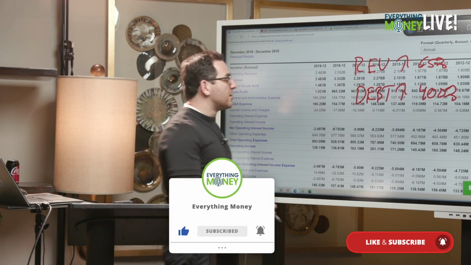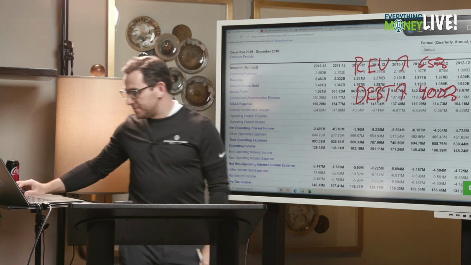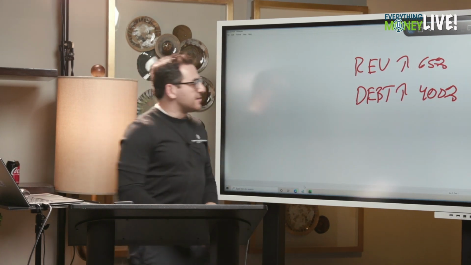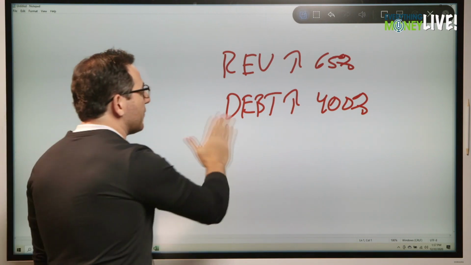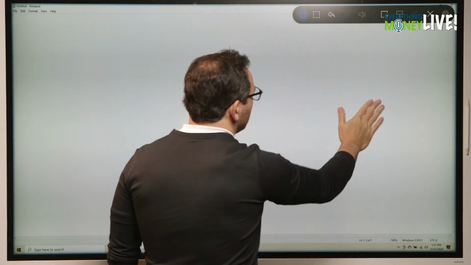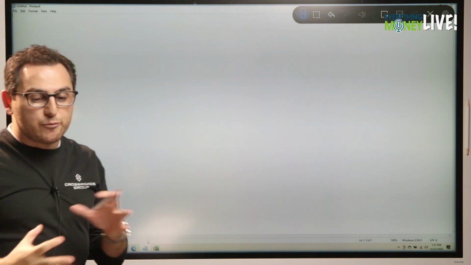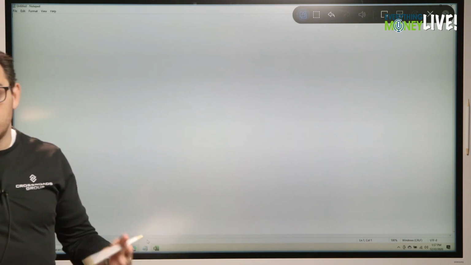So again, their debt is up 400%, and the revenue is only up 65%. That's kind of a red flag for me. So remember, even though these 8 pillars are good, we still want to see where the revenue and debt comes into play. It's not something we've talked about a lot, but it's something we definitely need to consider.